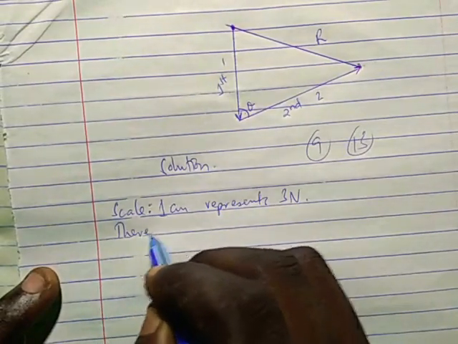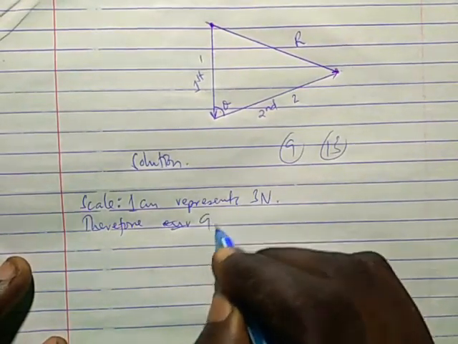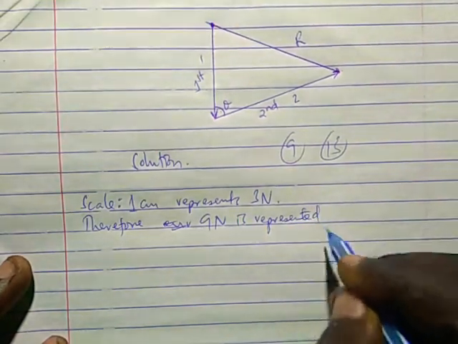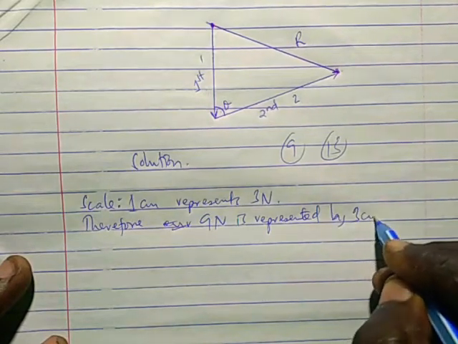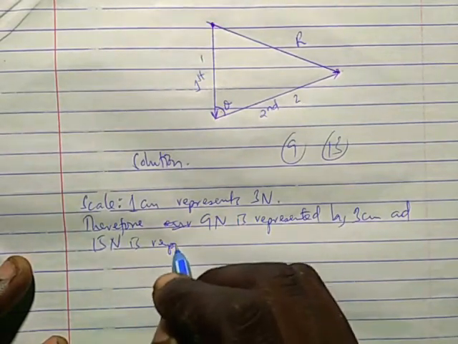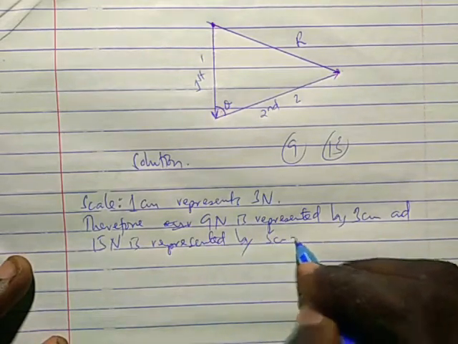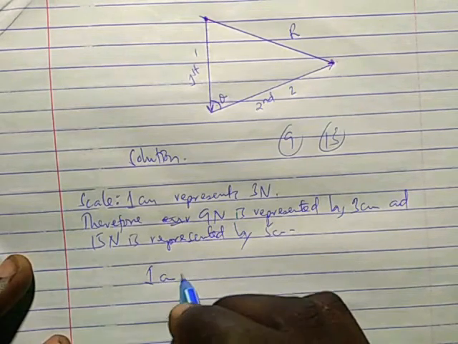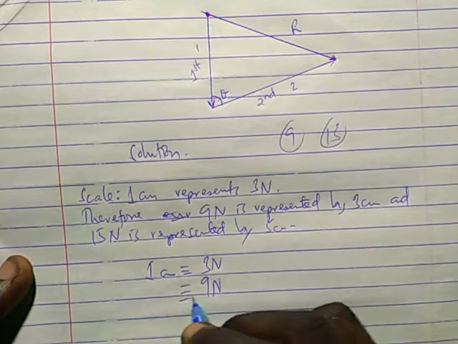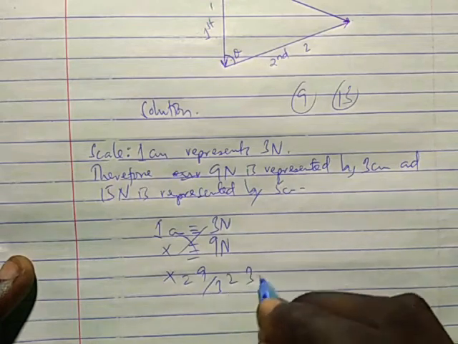Therefore 9 Newton is represented by 3 centimeter and 15 Newton is represented by 5 centimeter. How did we get those? We take 1 centimeter is equivalent to 3 Newton. So 9 Newton will be equivalent to x. Solving for x, cross multiply, it is 9 divided by 3, which is equal to 3 centimeter.